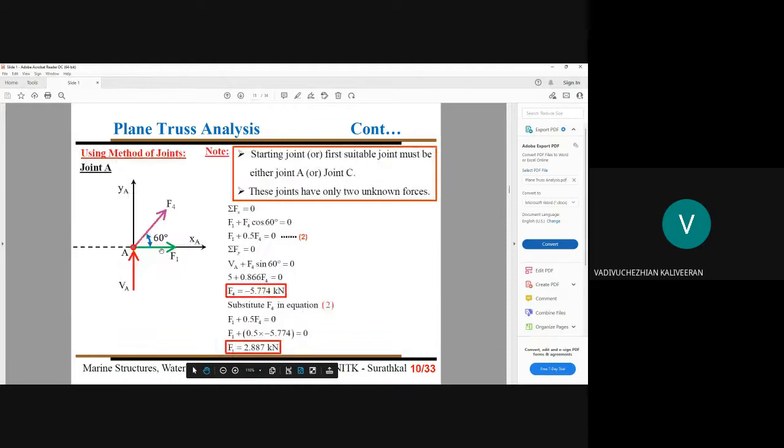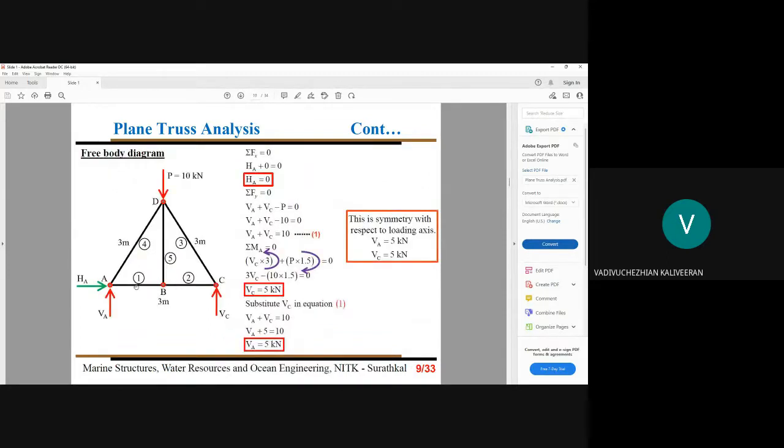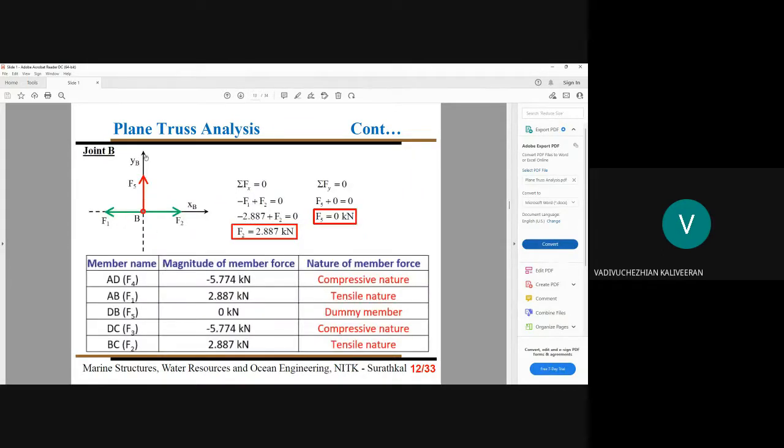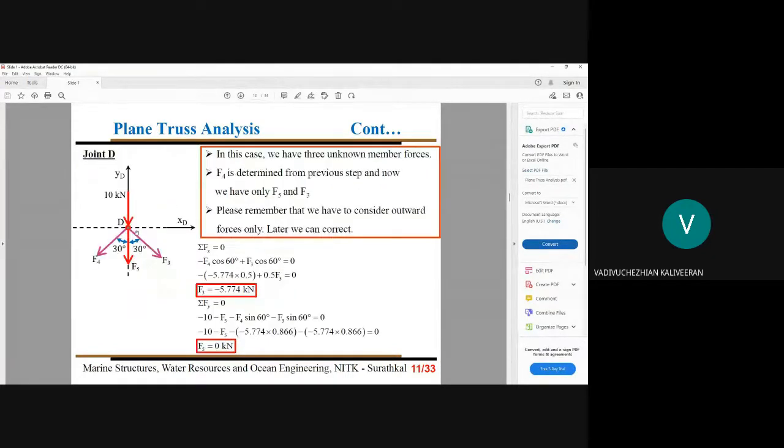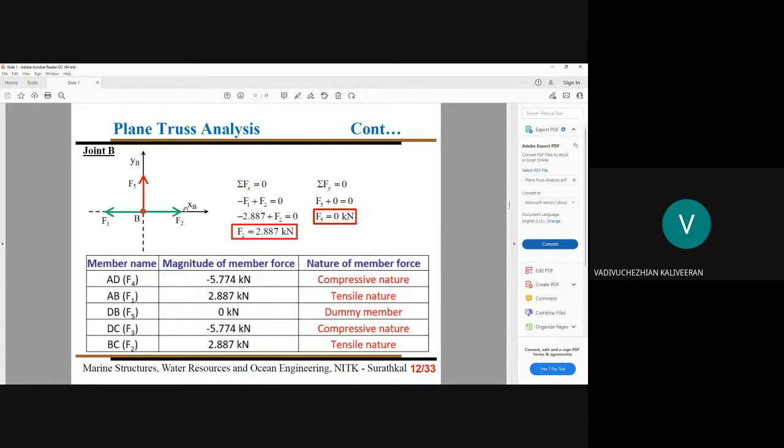Next, joint B. Please note, when you think about our joint B, there are again three members: FBA, FBC, FBD. So that's why we are writing like this: FBD is F5, FBA is F1, FBC is F2. We are starting with all outward normals only. We are trying to use local coordinates for all those joints. The first joint A, we are keeping XA, YA. The second joint D, we are keeping XD, YD. The third joint B, we are keeping our axes XB, YB.